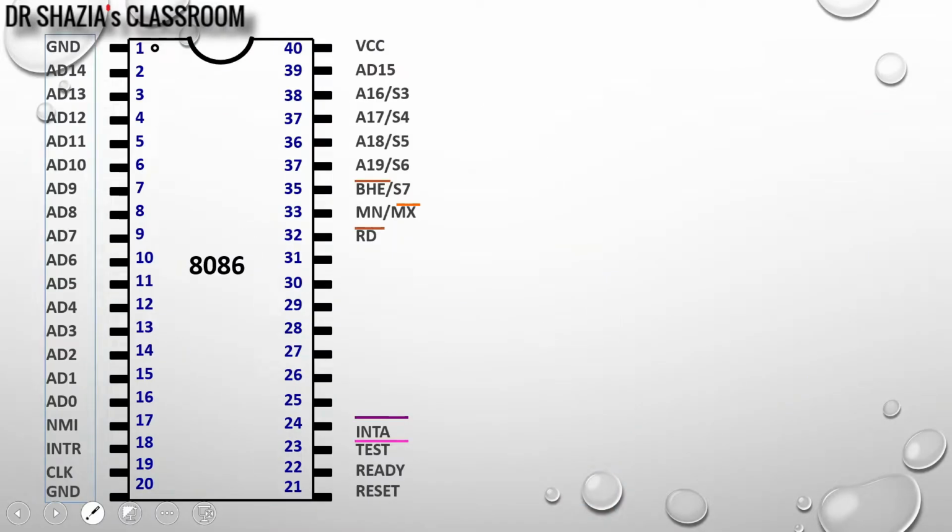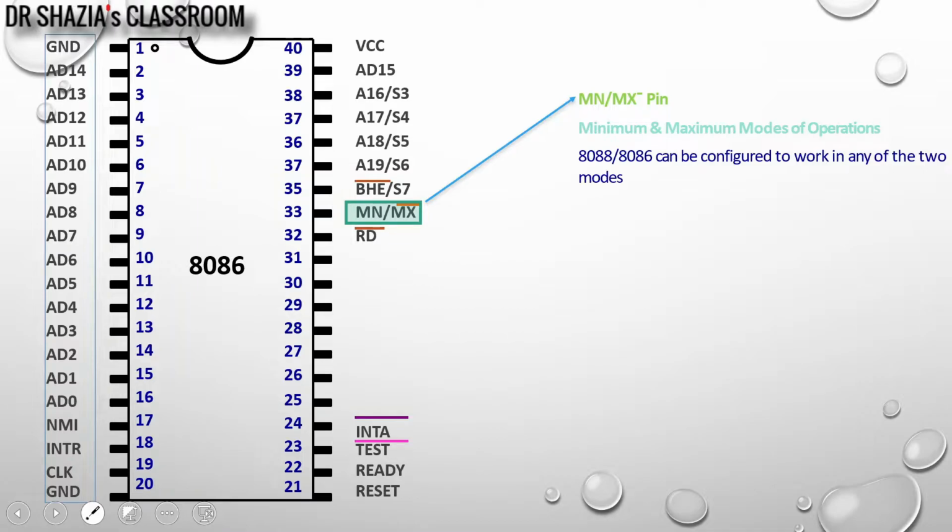The next pin we are going to discuss is MN/MX bar, which stands for minimum/maximum bar signal. The 8086 and 8088 processors have two modes of operation: minimum mode and maximum mode. You can say that the 8086 or 8088 processor can be configured to operate in minimum or maximum mode. So what is this minimum and maximum mode of operation? We will try to understand here.